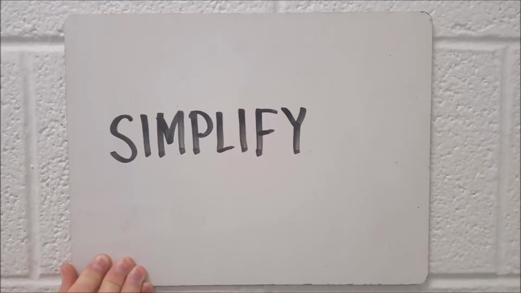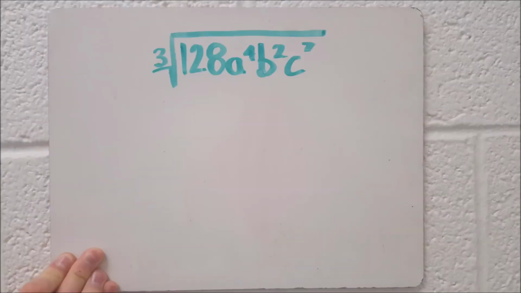First example is simplifying a radical expression. The problem that we will be simplifying is the cube root of 128 a to the 4th b squared c to the 7th.